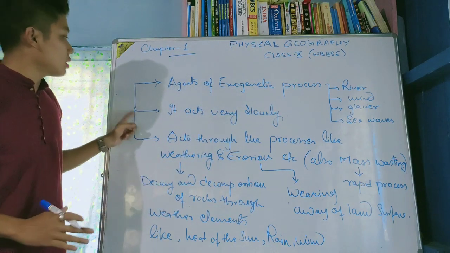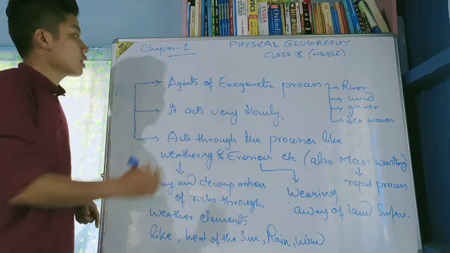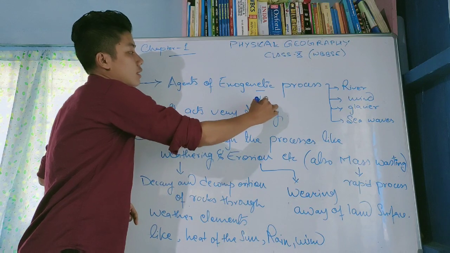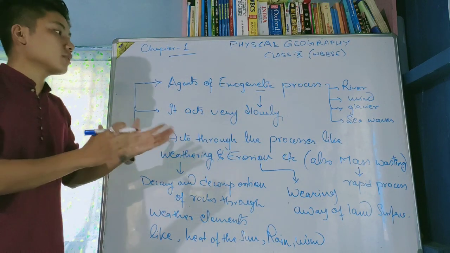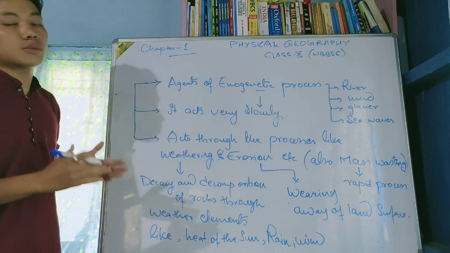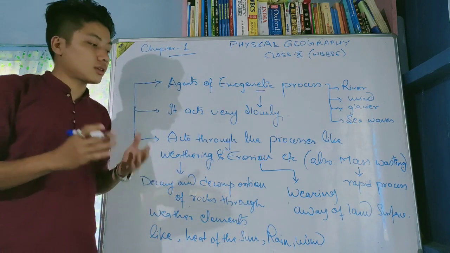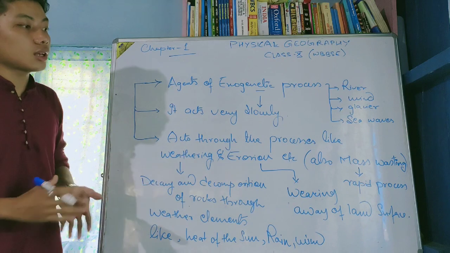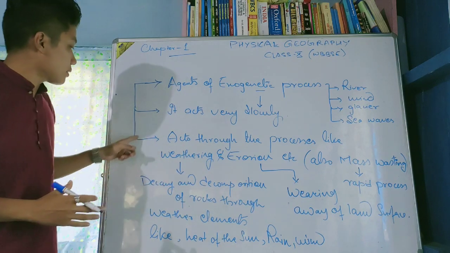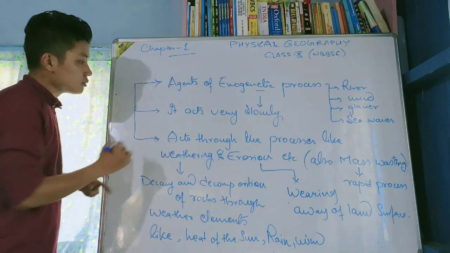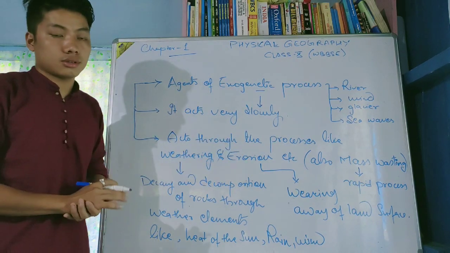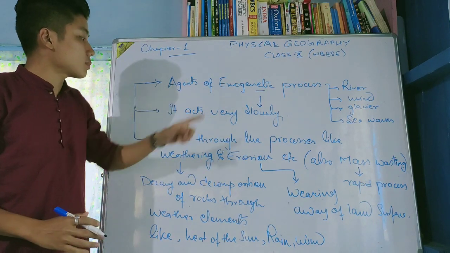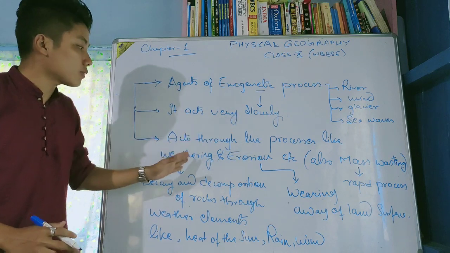Next, it acts very slowly. That means exogenetic process is a very slow process. It works very gradually compared to endogenetic process. Endogenetic process is a very rapid process, like volcanic eruption and earthquake. Next, it acts through processes like weathering and erosion. That means exogenetic process acts through the process of weathering and erosion.